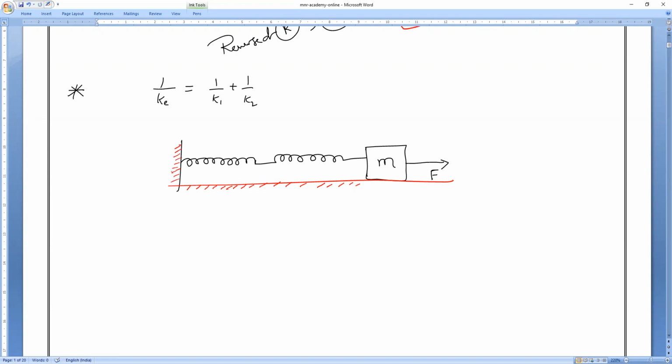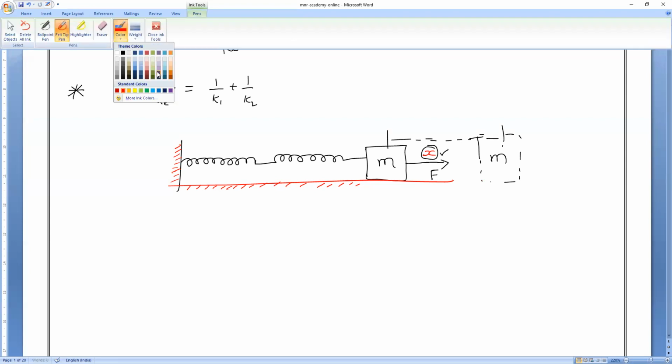Now, if I apply some force F on this body M, definitely body M will show some displacement X. Am I right or wrong, everybody? Imagine that body M shifted to somewhere here. From here to here, how much distance does it travel, everybody? From initial position to final position, it travels X distance. Right or wrong? Are you able to understand or not?